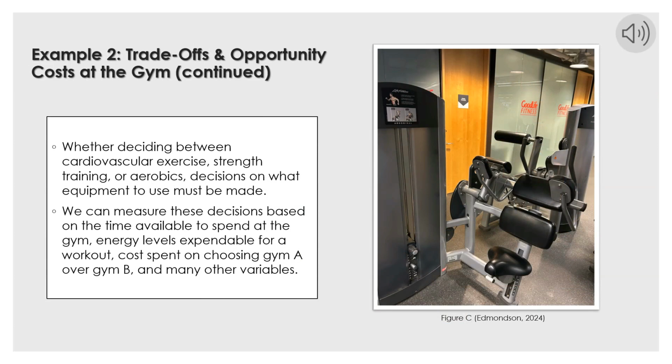At the gym, one must choose between the type of exercise they want to pursue, whether it be cardiovascular exercises, strength training, or even aerobics. The consumer has to make the decision on what equipment to use. Additionally, if the consumer makes the wrong decision, there may be a wait time in using the equipment not chosen, sacrificing additional time and energy spent at the gym.